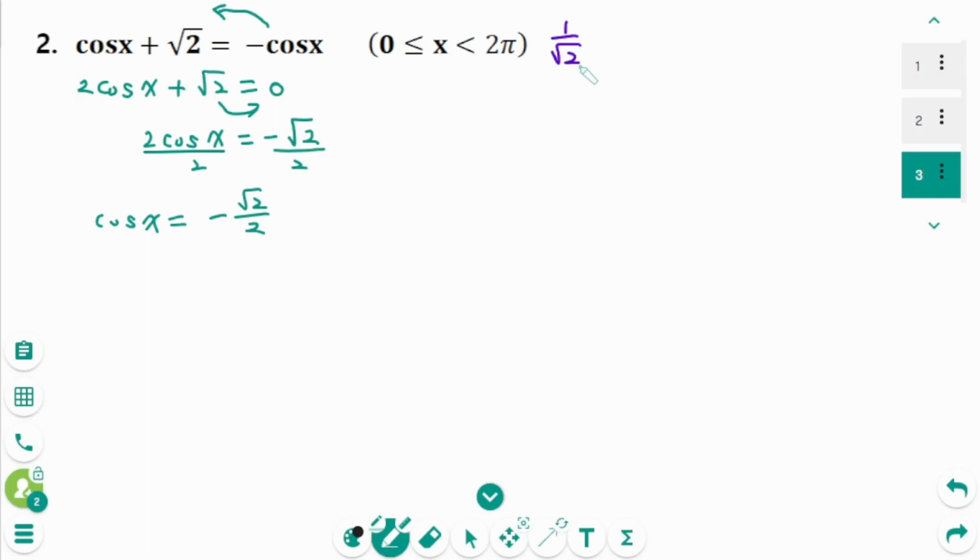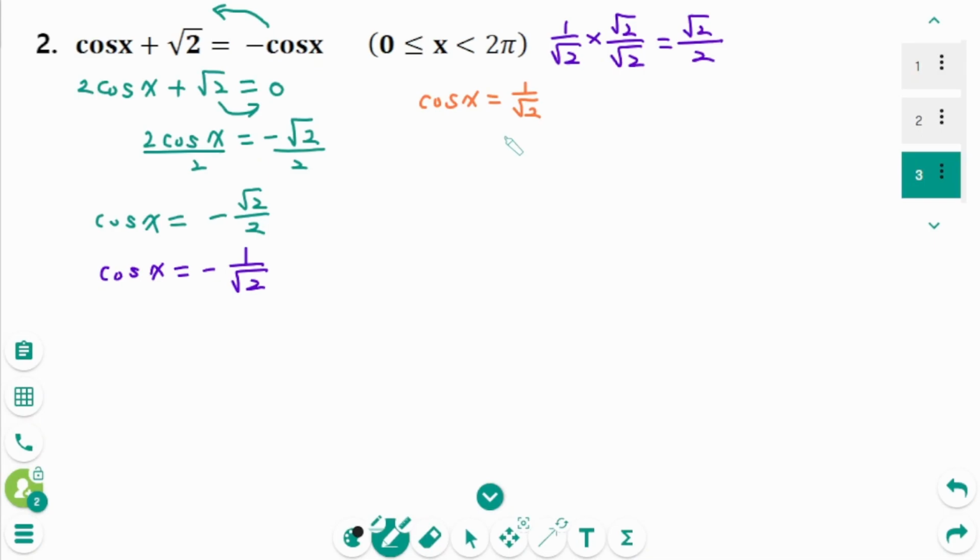1 over square root of 2 times square root of 2 over square root of 2 equals square root of 2 over 2. Then this one we can rewrite as cosine x equals minus 1 over square root of 2. Remember, first find the reference angle because the reference angle is always an acute angle. Its value is positive. So cosine of x equals 1 over square root of 2.